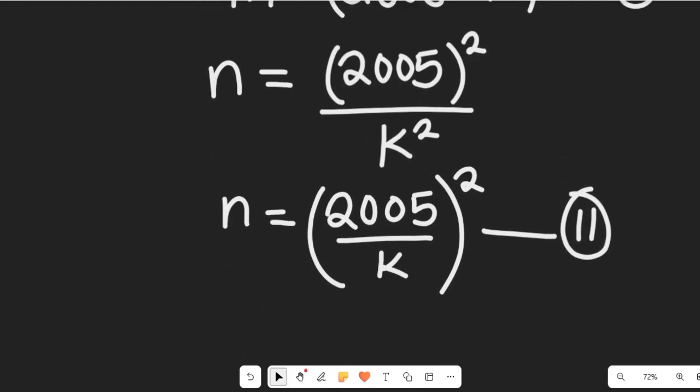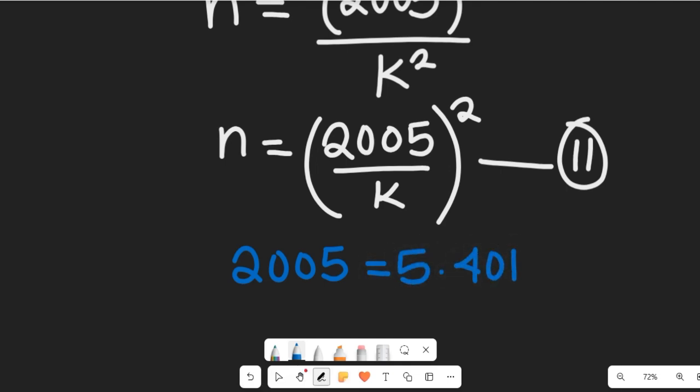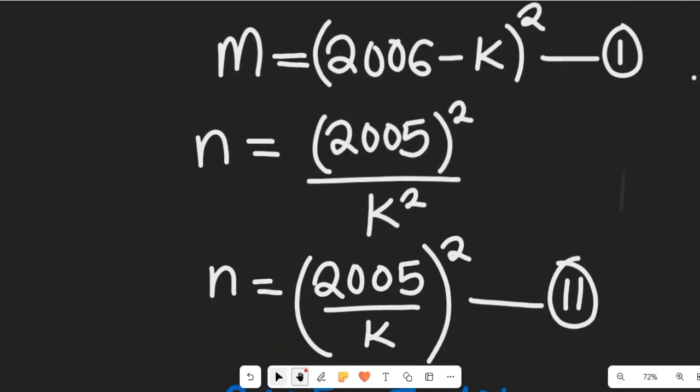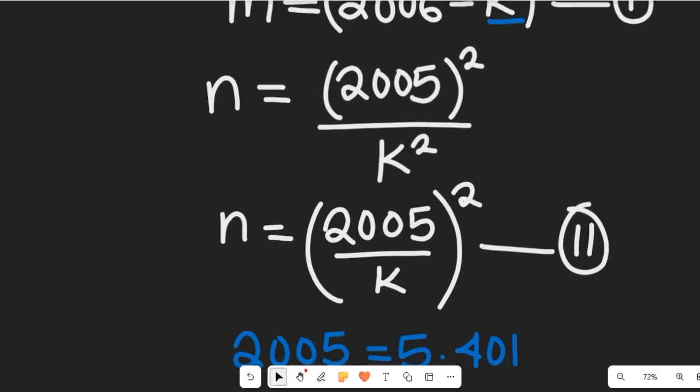2005 from this expression can simply be equal to 5 multiplied by 401, right? So from this expression, I can simply derive some possible values of k, and if I can derive some possible values of k and insert them over here and here, I can find my values of m and n.